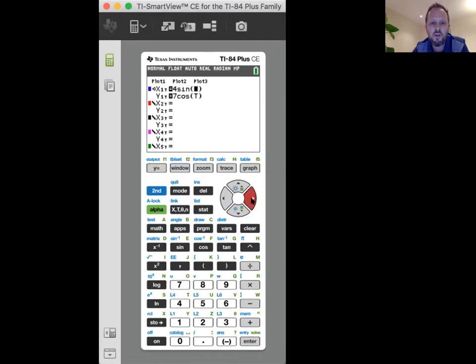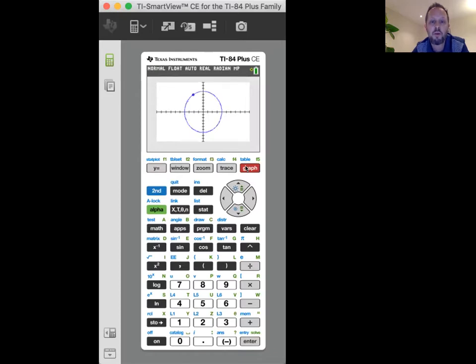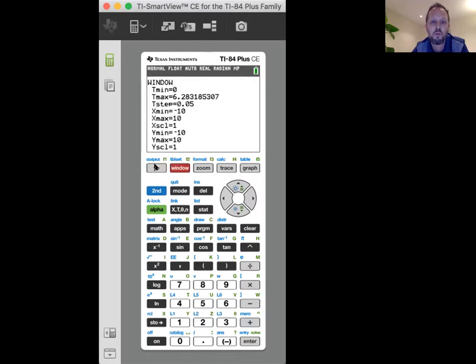If you change this to 3t and this to 3t, you'll notice you actually get the exact same graph, but it went a little bit faster. And you also notice that it's going around 3 times. You can probably think about why that is. Our window is still graphed from 0 to 2 pi.